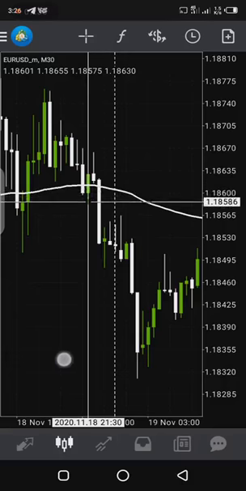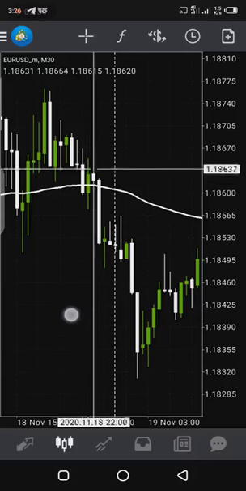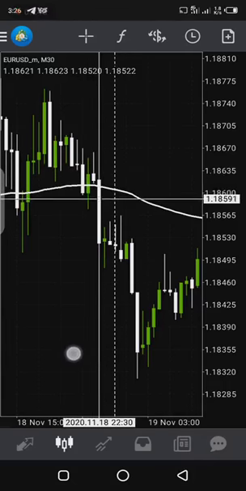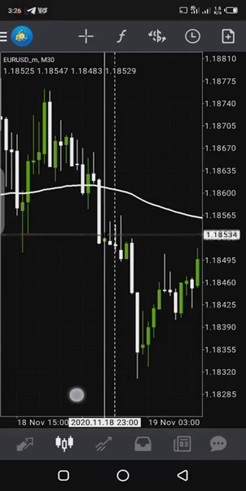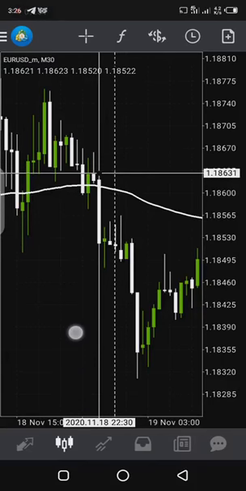Yes. It went back to retest into the moving average and was engulfed by this long white candle at this point. So this is our entry and this will be our stop loss.